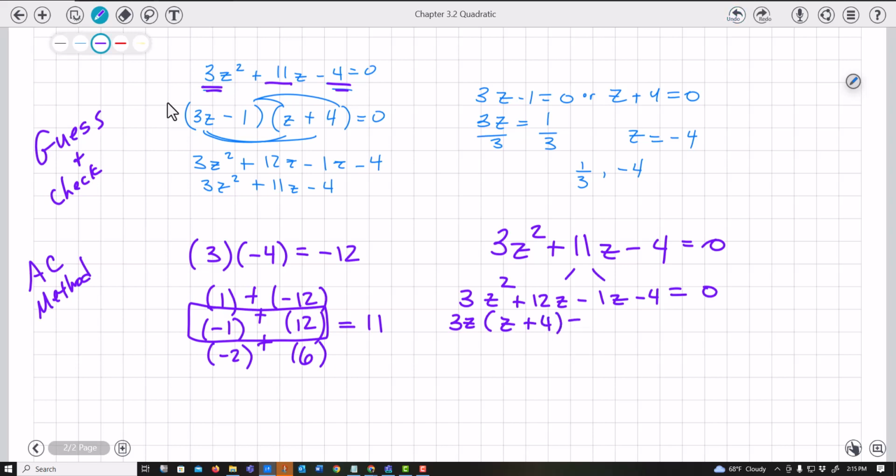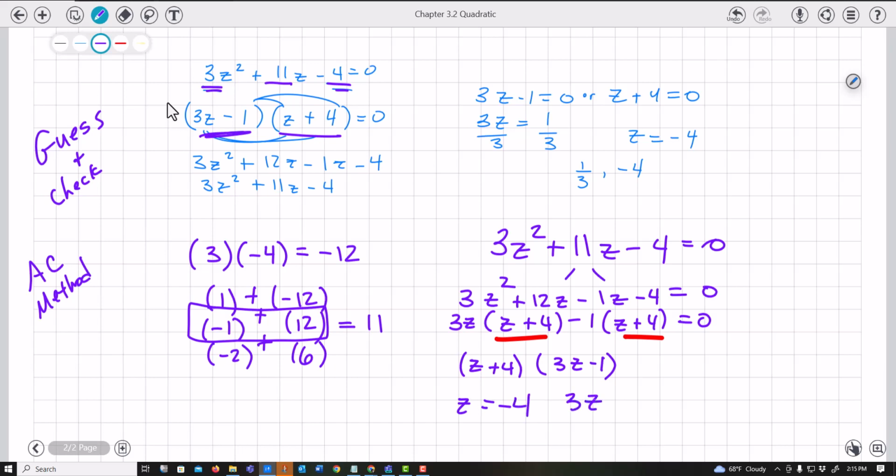Oops, I don't know why I put an equal sign there. And then here I actually could factor out a -1, because I'm trying to ensure that these are going to be the same, right, with my factoring. And so I get my z plus 4 and my leftover 3z minus 1. Well, look at there. Same thing. So I get my z equals -4, my 3z equals 1, z equals 1/3, and I get my same answer.